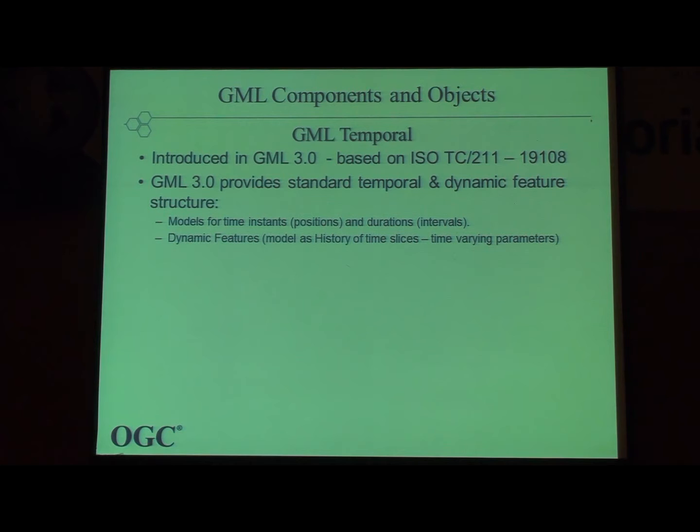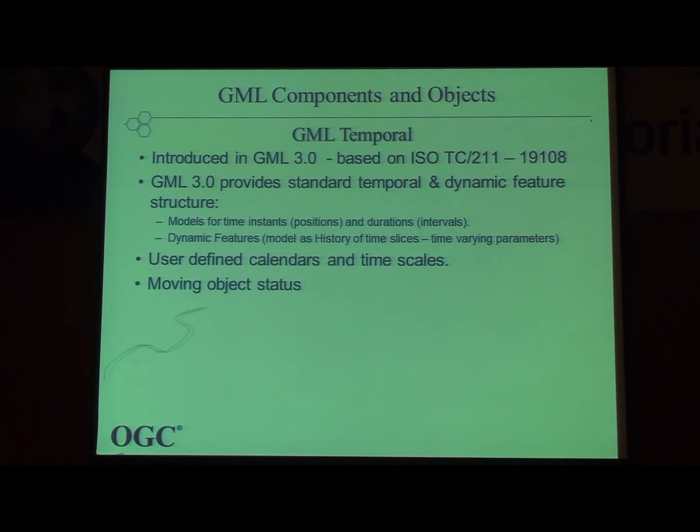Dynamic features typically keep a history of time slices. So it's a varying time parameter, and you get a snapshot of each time slice that made up a dynamic feature. This is a discrete dynamic feature. You can define your own timescales and calendars, just like you can define your own spatial reference systems in GML.